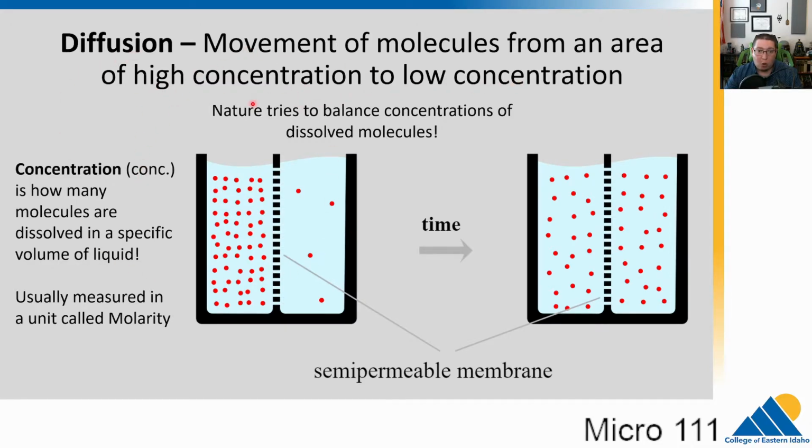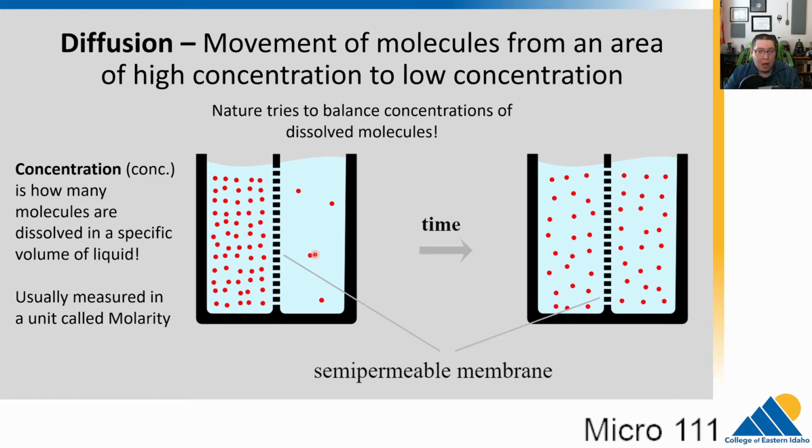So if we start with this, right, we have some sort of what we call semi-permeable membrane. That means our molecules can go across it. We start with high concentration here. That's how many molecules are dissolved in a specific liquid. Let's say this is water, right? There's a unit called molarity that tells us this. I just want you to have heard that one time, but we don't really need to understand it. This is high concentration, right? Over here, there are less red molecules, so this is a low concentration.